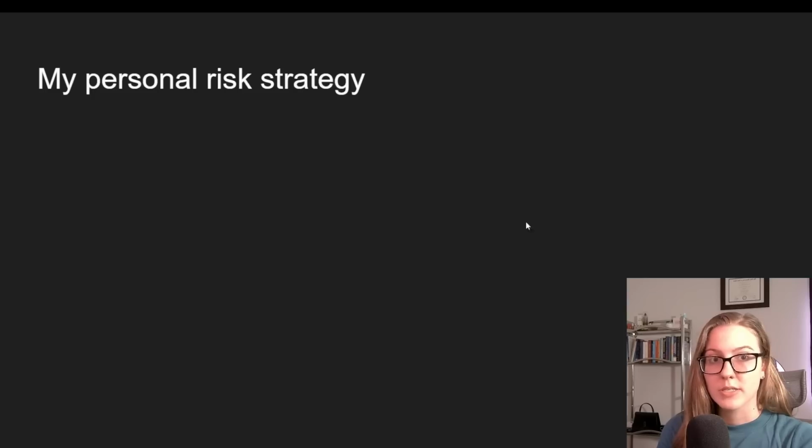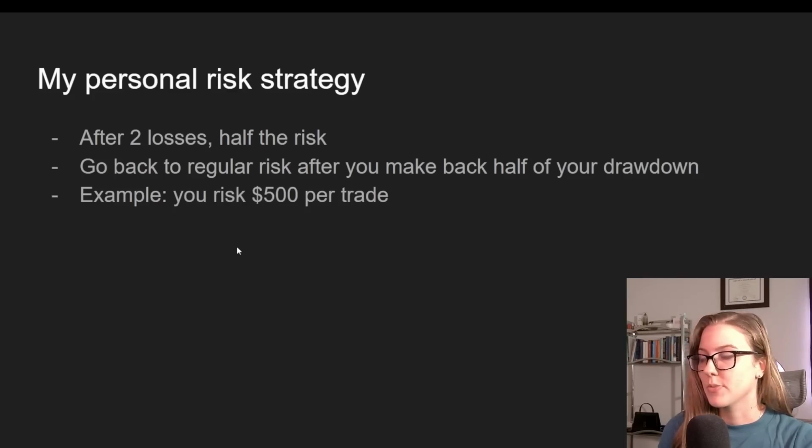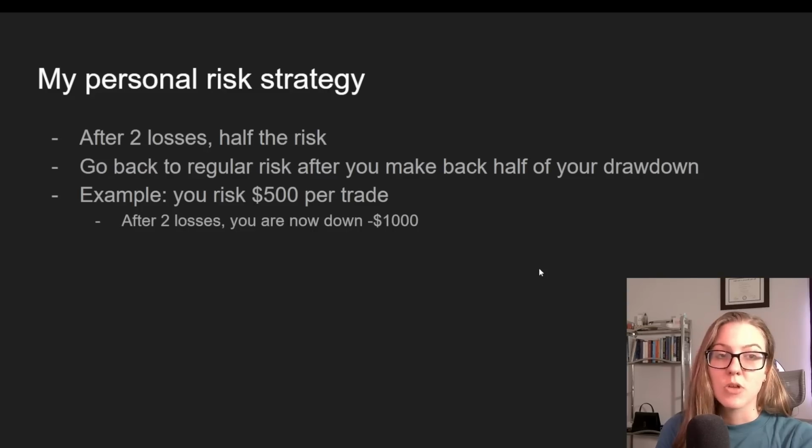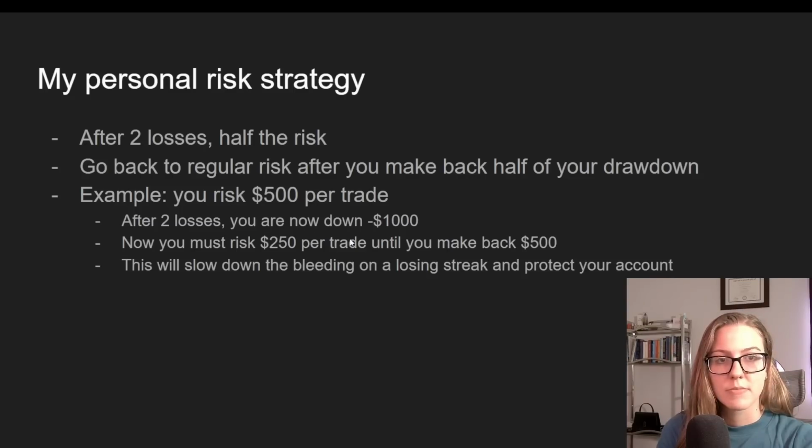So here's my personal risk strategy. After 2 losses, I halve the risk. I go back to my regular risk only after I make back half of the drawdown. So an example is, if you are risking $500 per trade, after 2 losses, now you're down $1,000. Now you have to risk $250 per trade until you make back $500 out of the $1,000 drawdown. After that, then you can go back to the initial risk. This will slow down the bleeding on a losing streak and protect your account and your mental game as well.